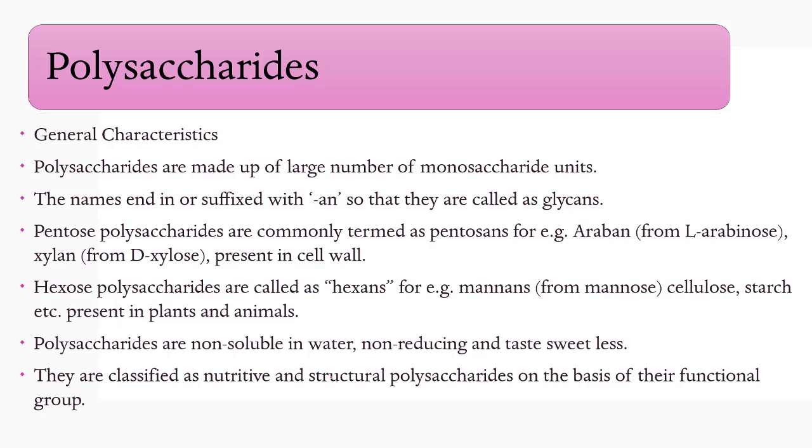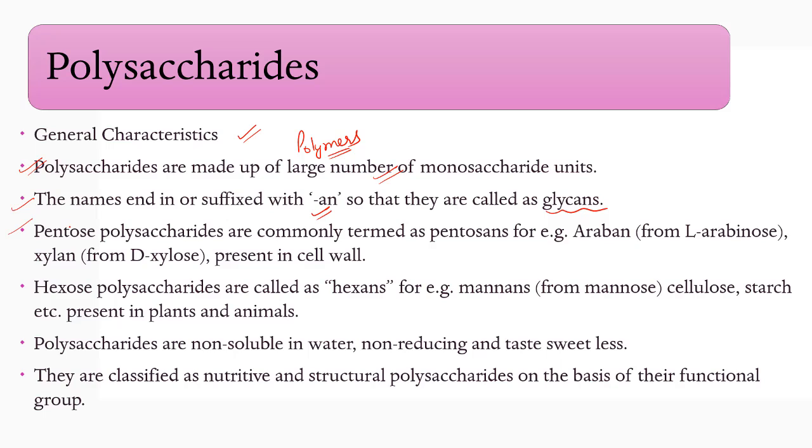Polysaccharides. The general characteristics: polysaccharides are made up of a large number of monosaccharide units. The names end in the suffix -an, so they are known as glycans. They are made up of a large number of monosaccharide units, which means they are polymers.